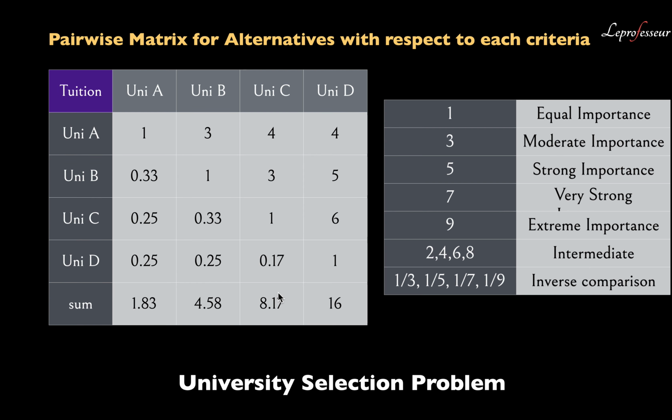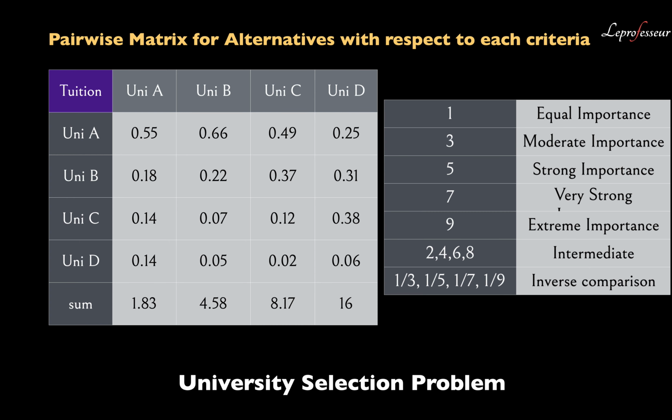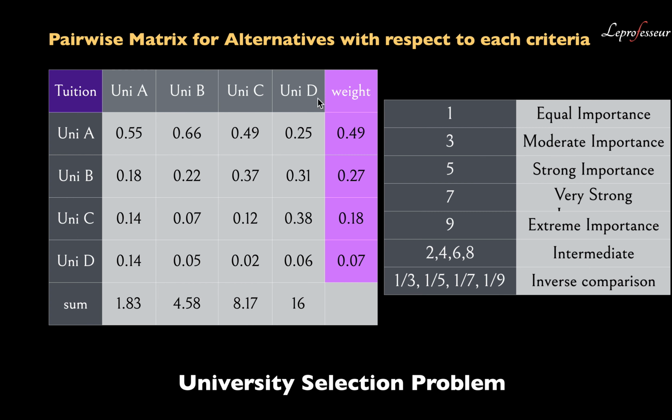We get the sum as we just explained. We calculate the sum. Now we divide each entry with the sum. Okay, we did this step before. Now we get the weight: we add all entries together.